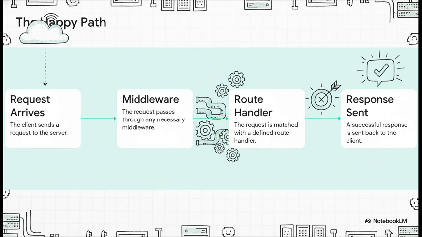Okay, so before we get into all the things that can go wrong, let's quickly look at what happens when everything goes right. We call this the happy path. A request comes in, it flows smoothly through any middleware, it finds the correct route handler, and a successful response goes out. Perfect. The whole point of what we're doing is to make sure that when this perfect flow gets interrupted, it doesn't just explode, it fails gracefully.